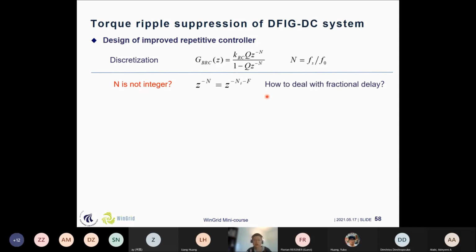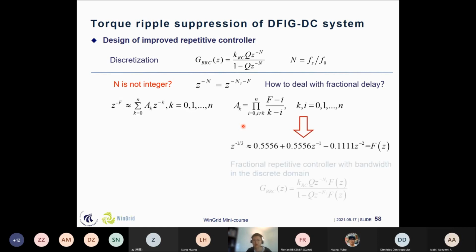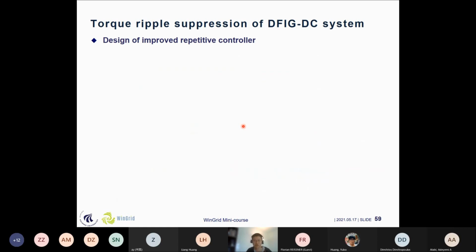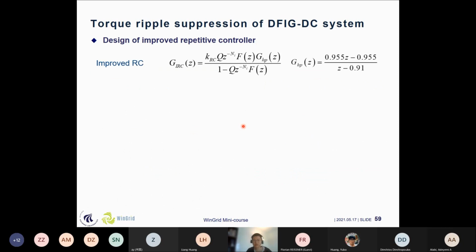So we need the discretization, and since the harmonic frequency and the sampling frequency deviate, the ratio between these two frequencies is not an integer. So how to deal with the fractional delay is a problem that we need to solve. There are some methods, and the details can also be seen in the reference papers.